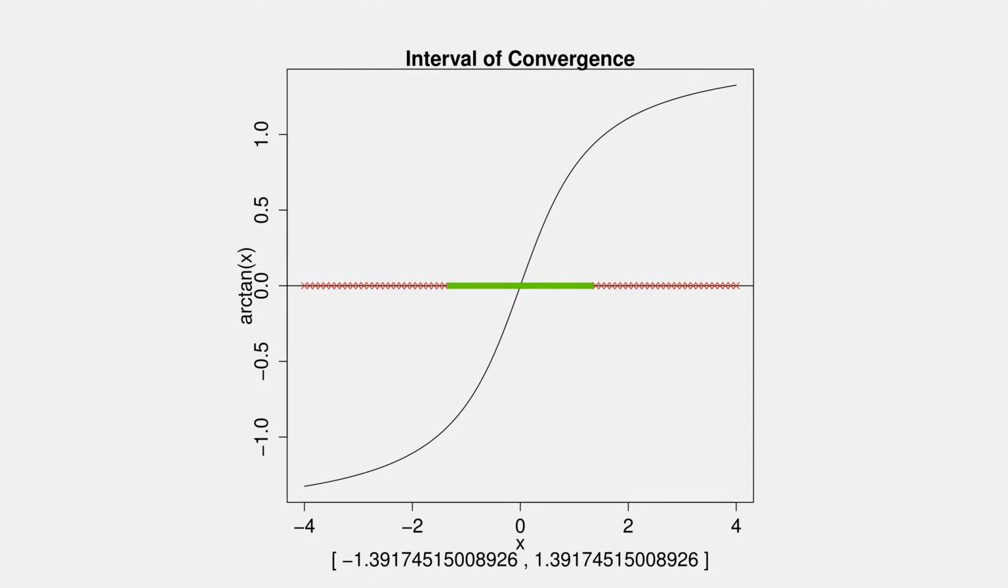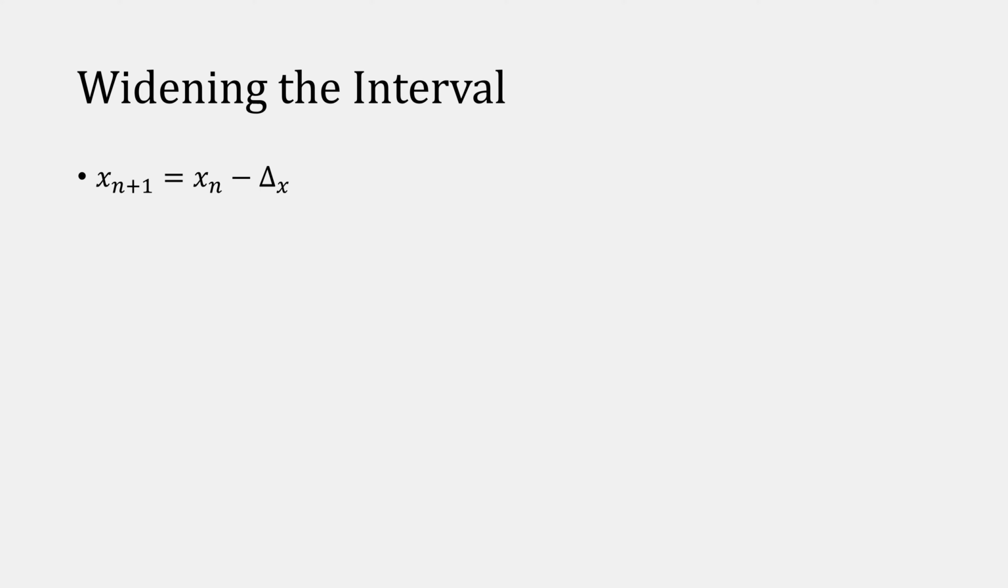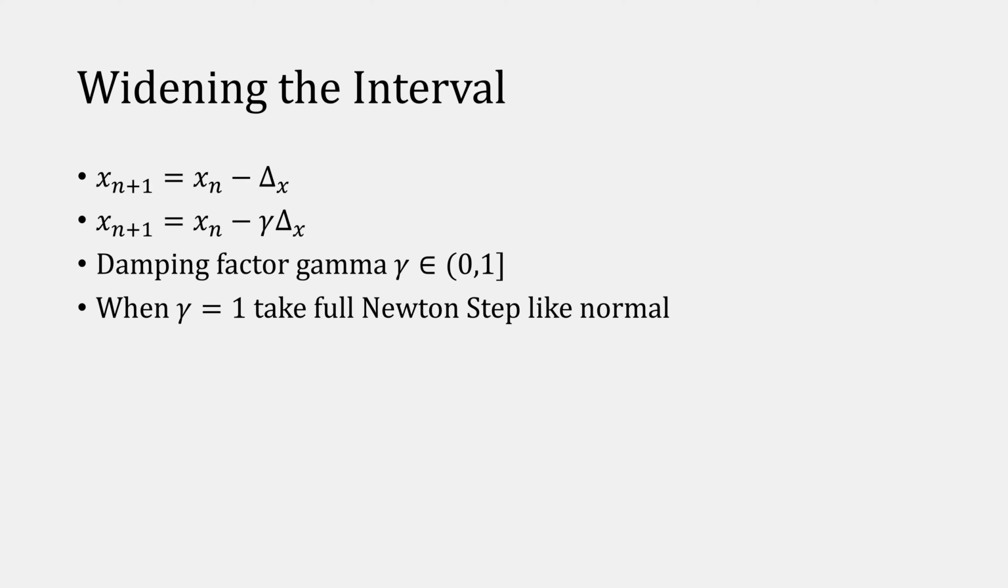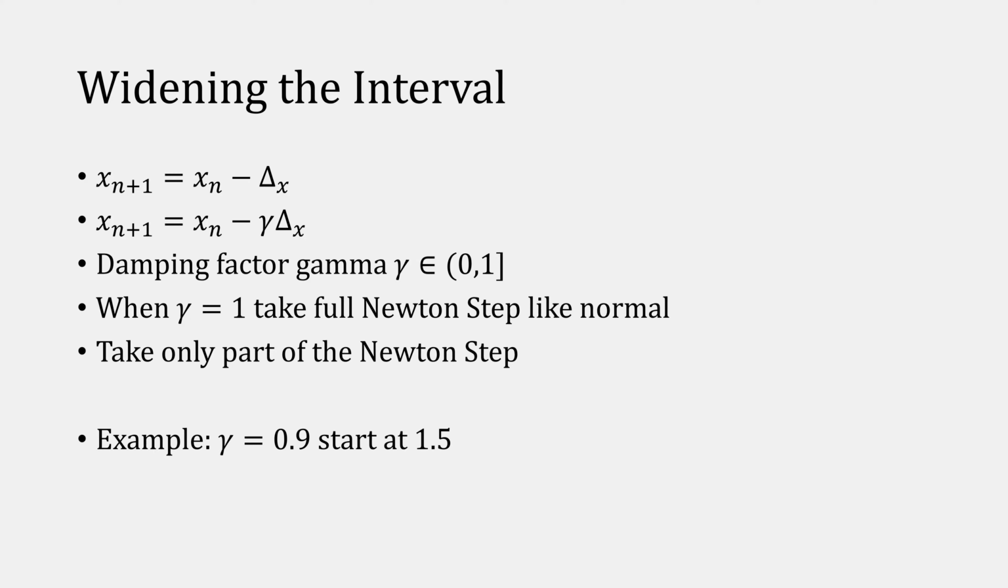This is that same interval graphically, but what we would like is a way to expand that interval. Recall this form for a Newton-type method. We'll do one small change by adding a variable gamma. This is a damping factor. It's a number between 0 and 1, not including 0. When gamma is 1, it's like normal. We take the full Newton step. But when gamma is less than that, you take only a partial Newton step.